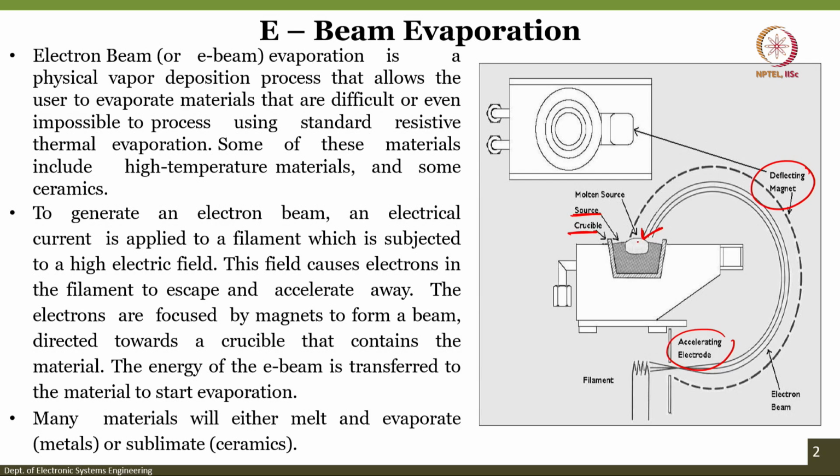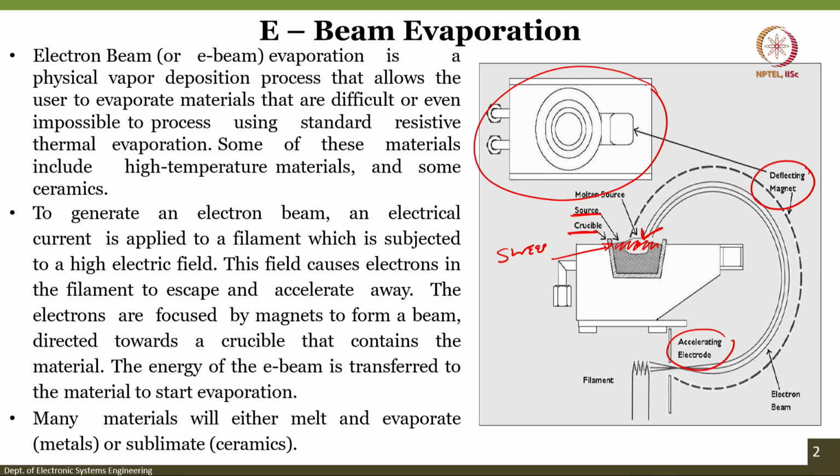When this happens, if it is a point source, that means the electron beam is only at one point, it will start melting and evaporating. But if you want to melt it uniformly, then you should do a sweep. For this sweeping or point source, we can use a deflecting magnet, which is shown in this particular schematic.